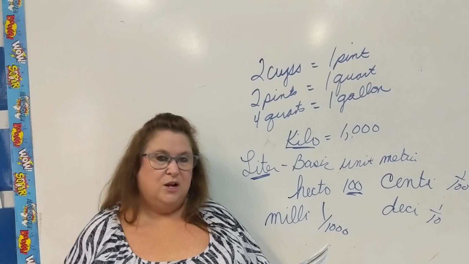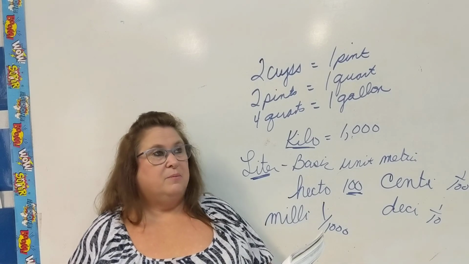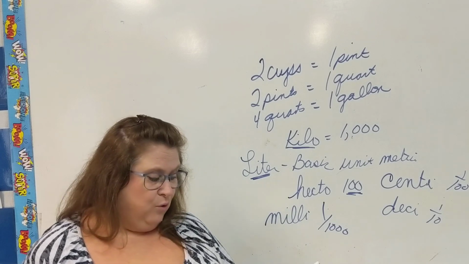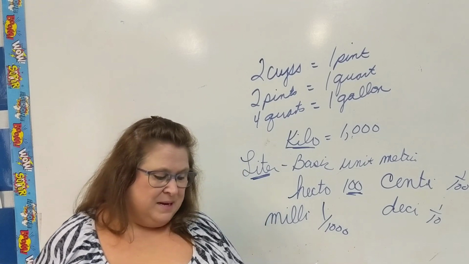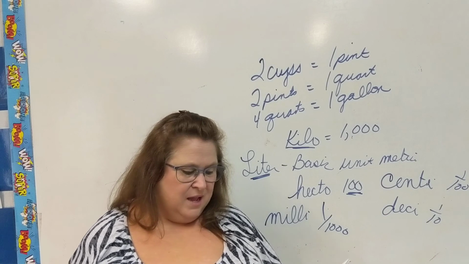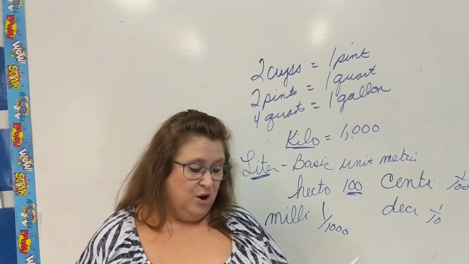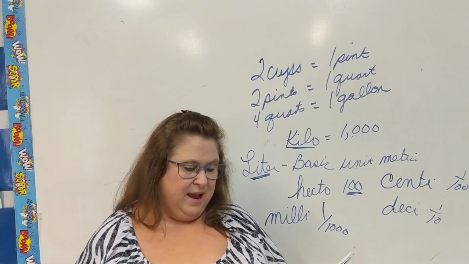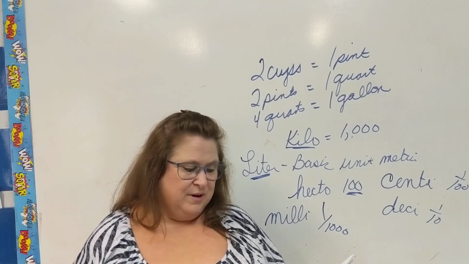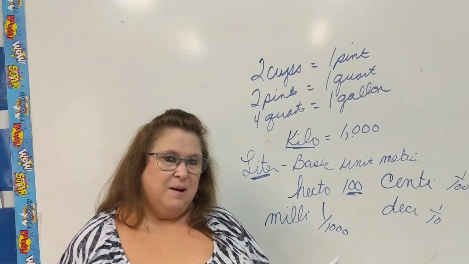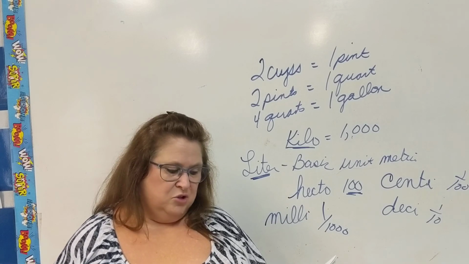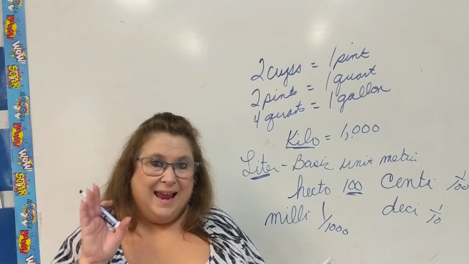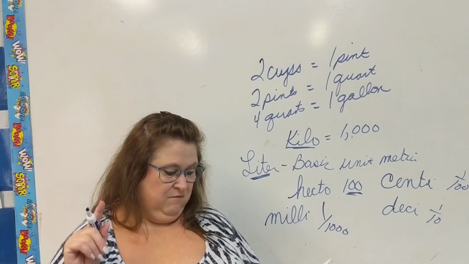Letter K says how many quarts are in a gallon? 2 cups in a pint, 2 pints in a quart, 4 quarts in a gallon. So there are 4. Letter L, how many fluid ounces are in 1 pint? Now think about it. Look at letter F. There are 8 fluid ounces in a cup. How many cups are in a pint? 2. So how many fluid ounces are going to be in a pint? 8 and 8. 16. Very good.